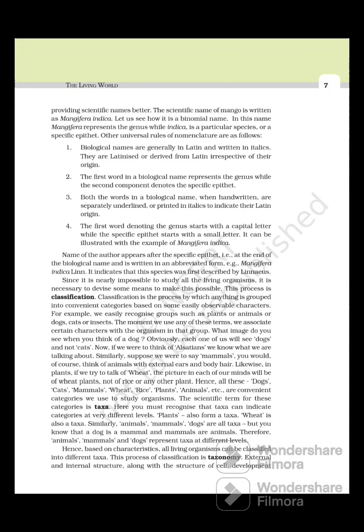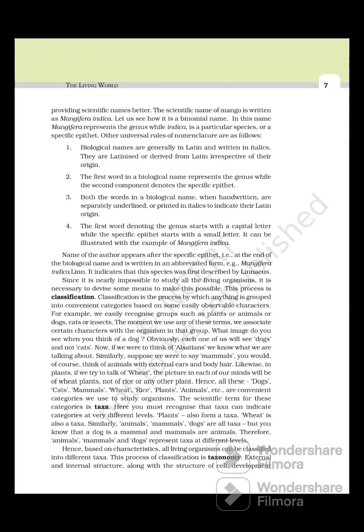What image do you see when you think of a dog? Obviously, each one of us will see dogs and not cats. Now, if we were to think of Alsatians, we know what we are talking about. Similarly, suppose we were to say mammals, you would of course think of animals with external ears and body hair. Likewise, in plants, if we try to talk of wheat, the picture in each of our minds will be of wheat plants, not of rice or any other plant.